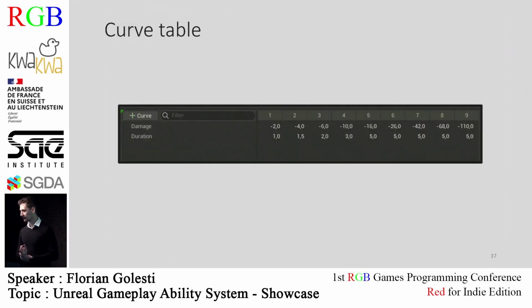Okay, so you may know curve tables with Unreal. Curve tables are just tables you can write by yourself, or you can import from any spreadsheet. For the columns, we have levels, but we can have any numbers. And then we can have rows that we can define ourselves. So here we have 9 levels and 2 rows, damage and durations. And we use it to manage the level of the gameplay effect.